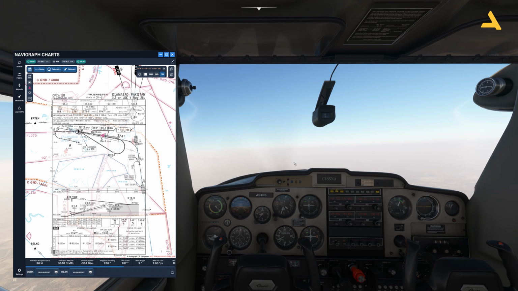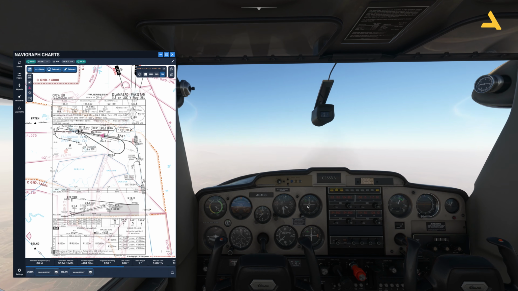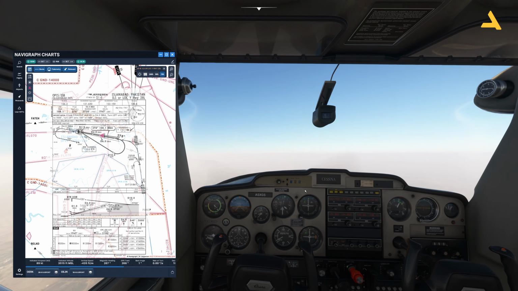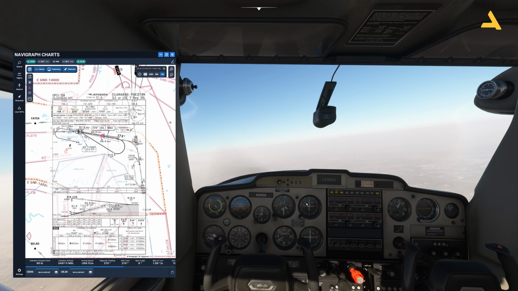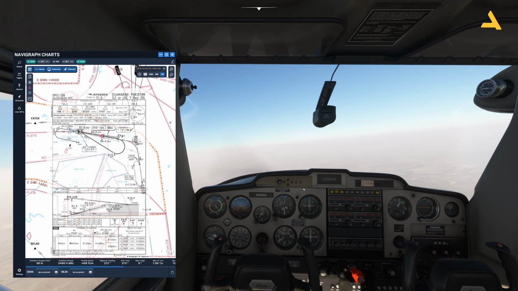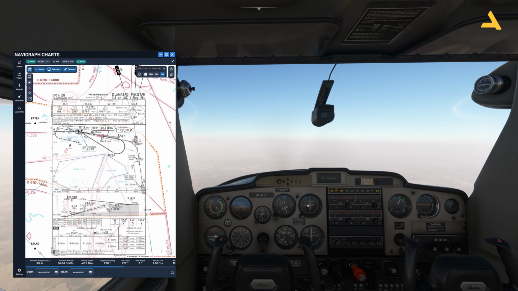Visibility is really low. So just keep on flying in this direction. Now just keep this glide slope indicator in the middle. If it goes up, you go up. If it goes down, you go down. It's really easy. So right now it's going down, so I have to decrease the altitude.